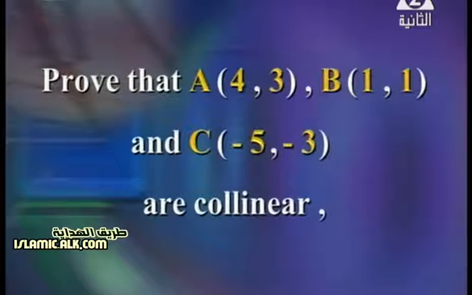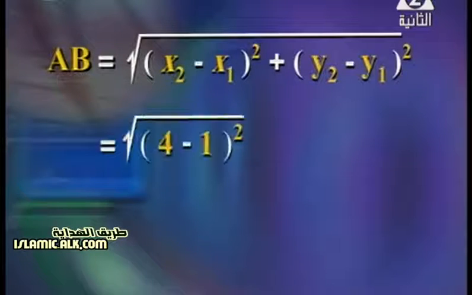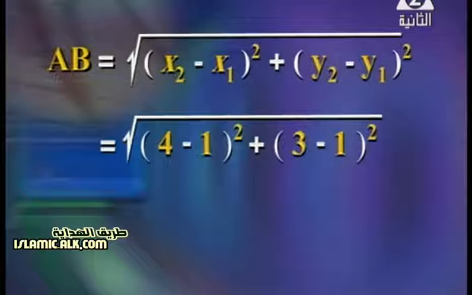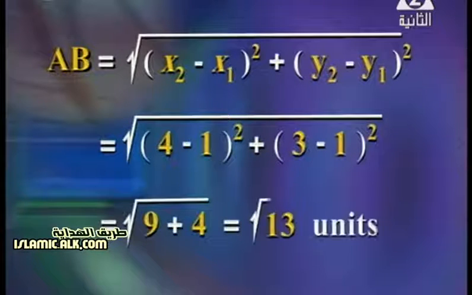So we must find the length of AB. What about AB? It is the square root of (x2 minus x1) all to the power of 2 plus (y2 minus y1) all to the power of 2. By substituting, it is the square root of (4 minus 1) all to the power of 2 plus (3 minus 1) all to the power of 2, which is equal to the square root of 9 plus 4, equals square root 13 units. What about BC?